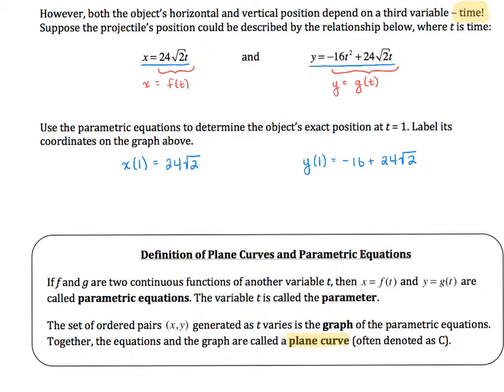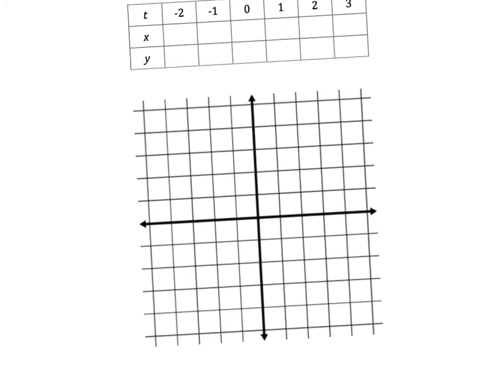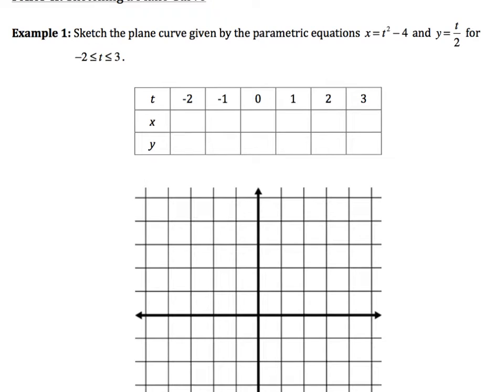Okay, so let's do some sketching of plane curves on the next page. So we've got a plane curve given by this set of parametric equations, x equals t squared minus 4, and y is t over 2, and then they give us a very specific domain for t between -2 and 3. So basically, what we're going to do here is go through this chart and calculate values of x and y by plugging in these given values for t. So for example, when t is -2, we will have 4 minus 4 for x, so that's 0.